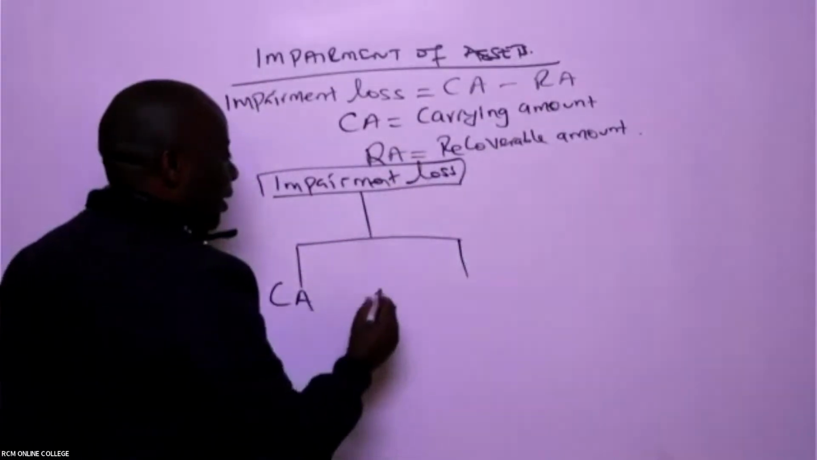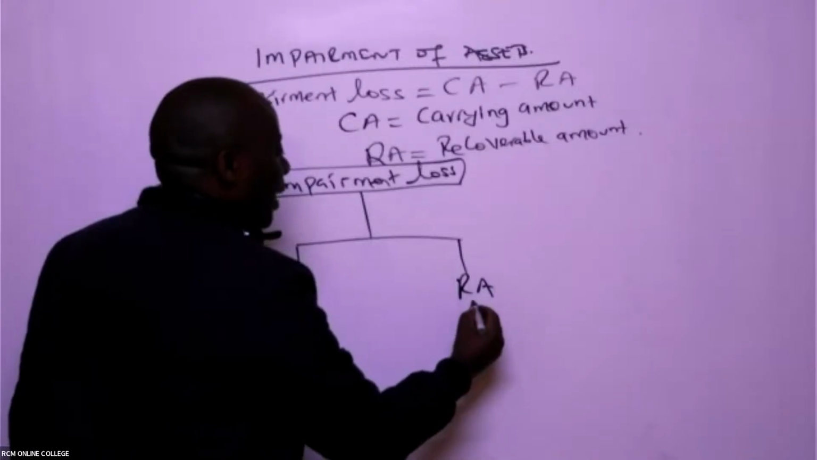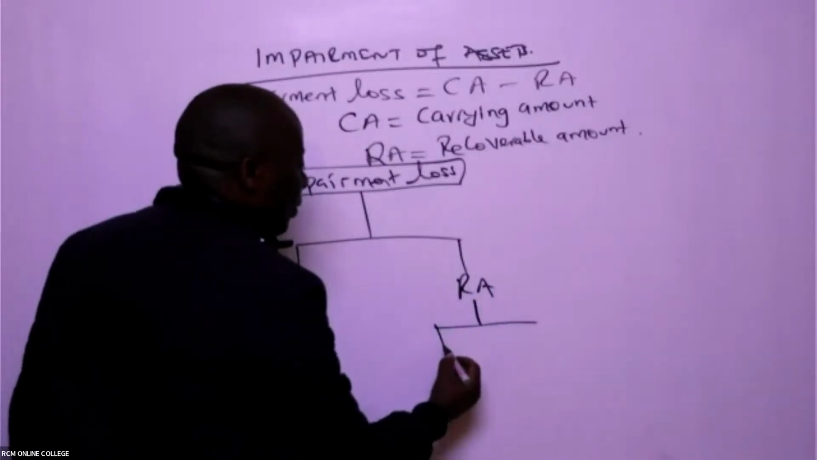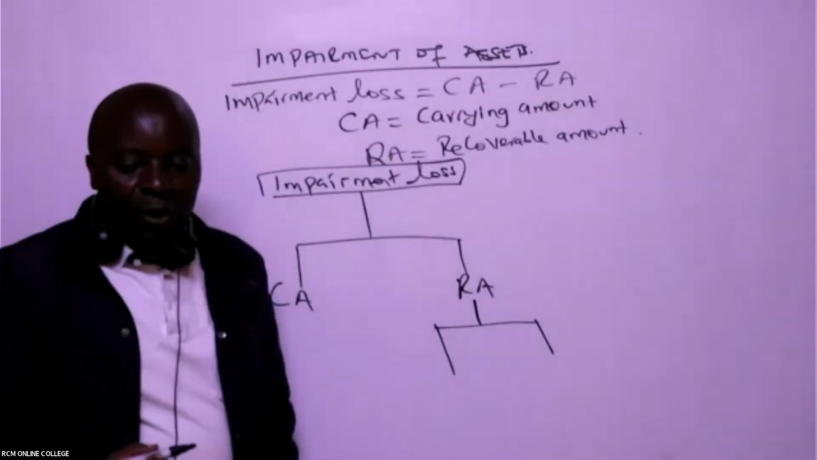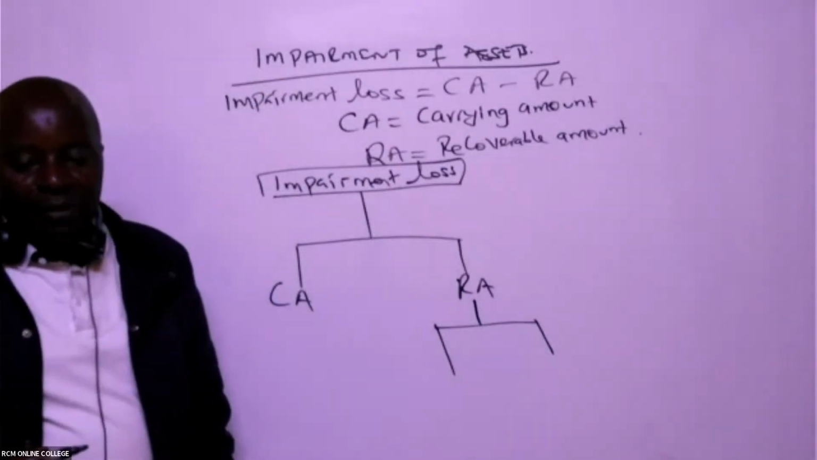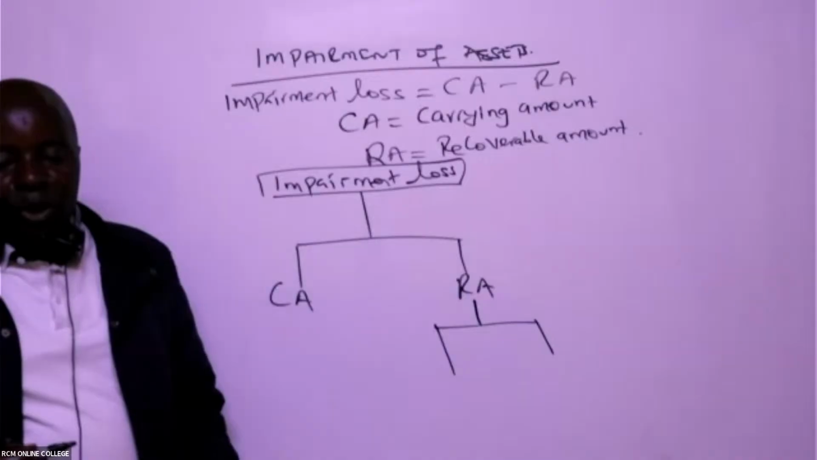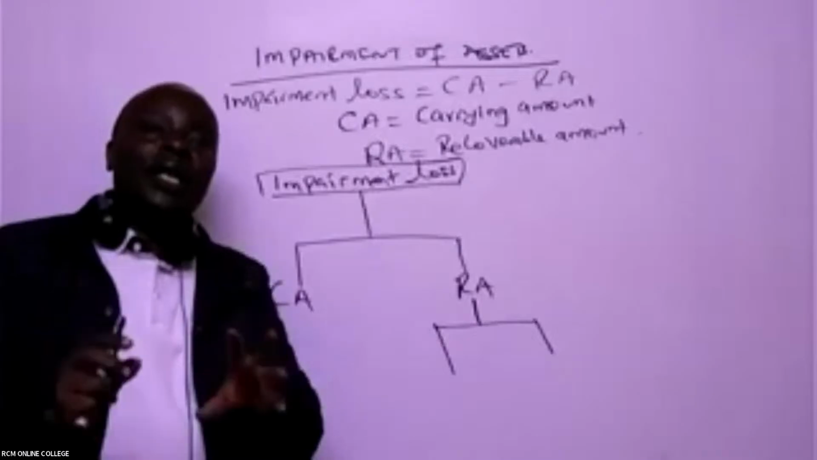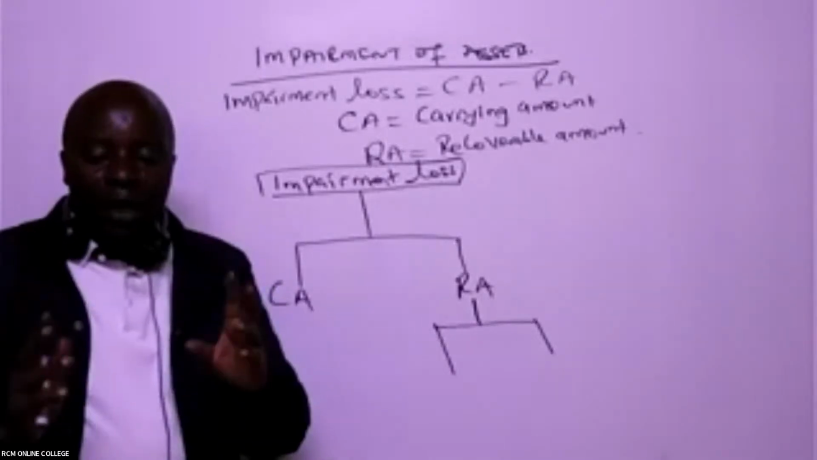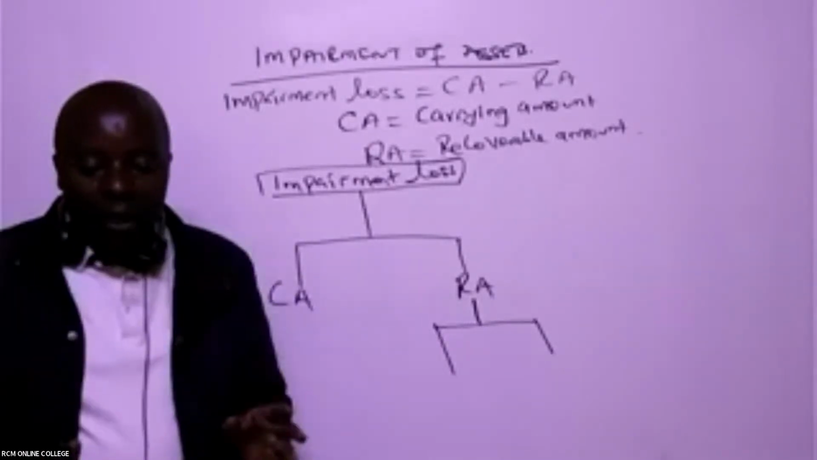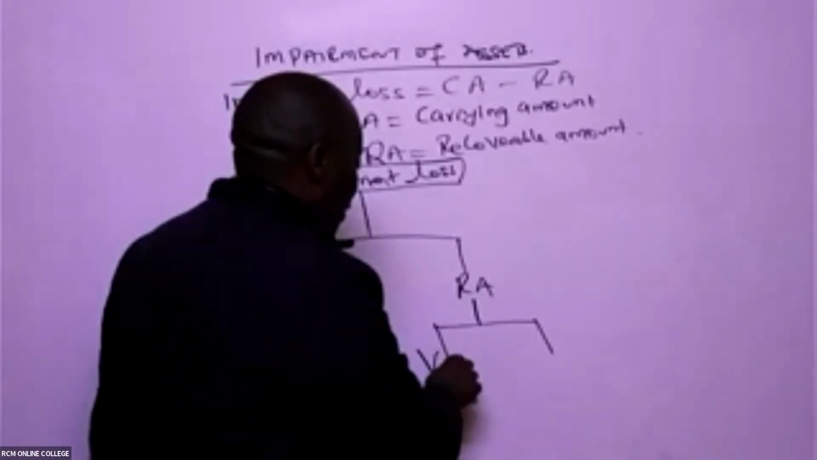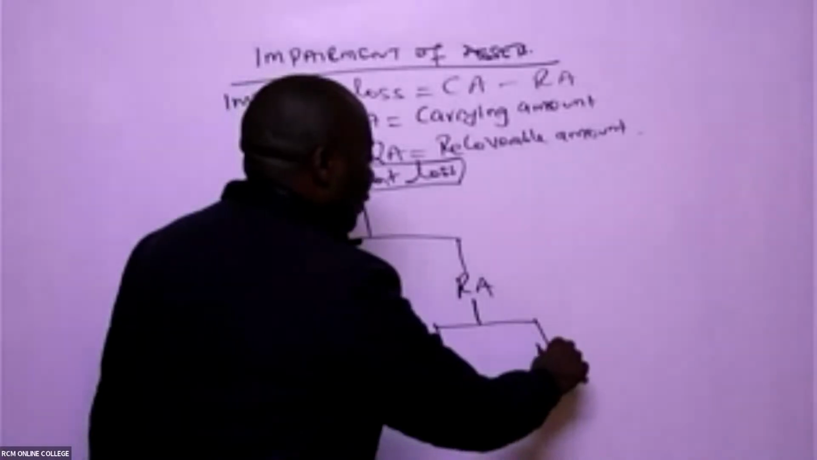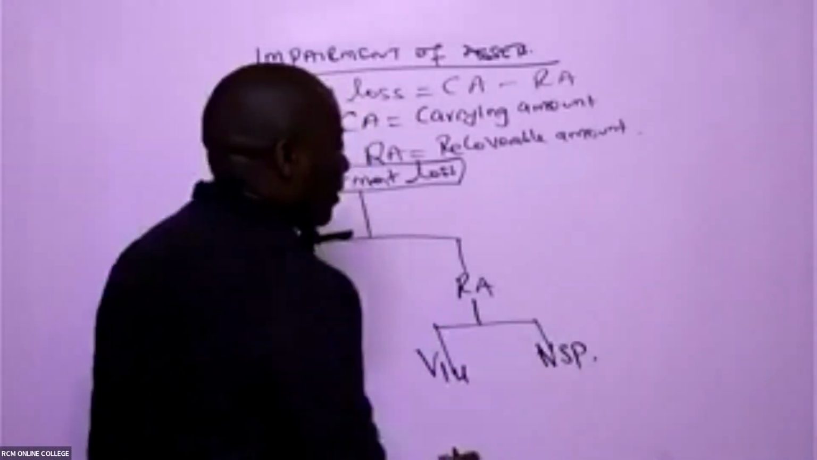So this is CAR, and this is recoverable amount. And it doesn't stop there. For recoverable amount, you must compare between two things. Is there somebody who is able to remember the two components? Those things that you must look at whenever you want to ascertain how much we shall recover? So in this case, it is VIU, and then we have the net selling price.